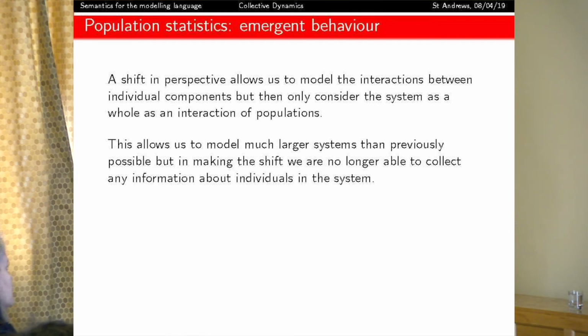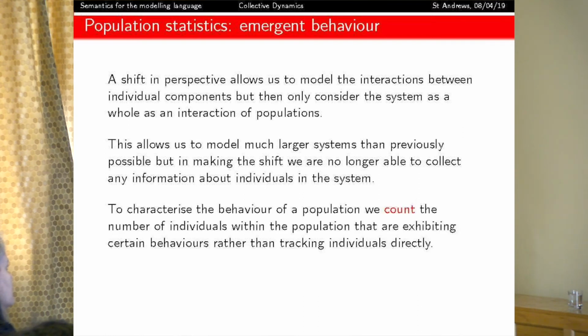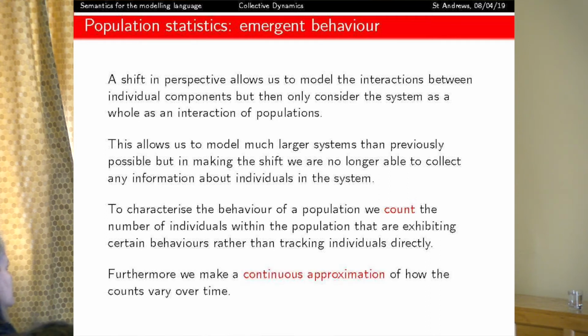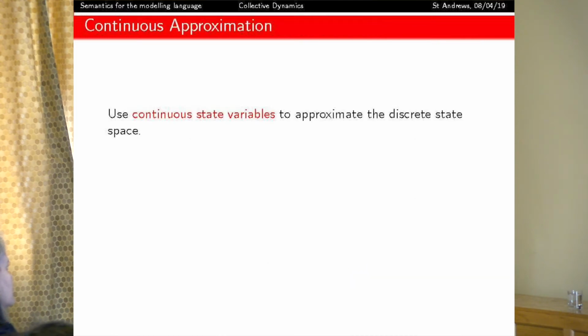So our systems can be much larger than we can deal with in simulations, because we no longer collect any information about the individuals. We lose some information, but we can tackle bigger systems. We focus purely on the count, but we know how to do that because we've done that for the aggregation. But the key step is we stop treating them as discrete systems and start treating them as continuous systems.